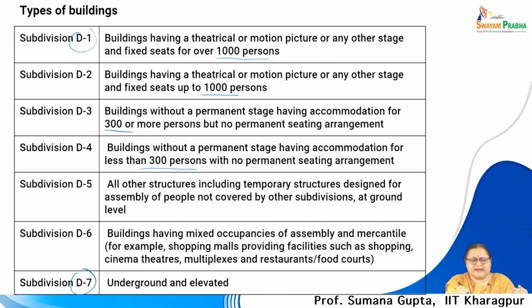Buildings without permanent stage having accommodation for less than 300 people. So, this is again another typology without a permanent stage. The upper one was without a permanent stage having more. All other structures, including temporary structures designed for assembly of people not covered by other subdivisions at ground level, are coming under subdivision 5. And under subdivision 6, you see we have shopping malls, mercantiles, cinema theatres, multiplex and restaurants, and also food courts. Under subdivision 7 are the underground and the elevated, like partially it is below the ground and partially over ground, that is semi basement kind of occupancy.